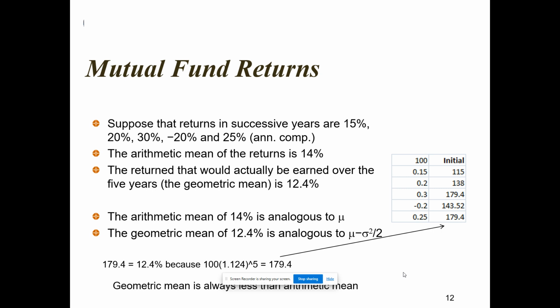Now, how does that come? So 100, let's say, is the initial price. So the first year your return is 15%, so you end up with $115. Then your next year return is 20%, so you end up with $138. And so on and so forth. And finally you end up with $179.4. Now, assuming that you end up with $179.4 at the end of 5 years, at what rate would this be compounded, which is, at what rate would $100 be compounded to give you 179.4?